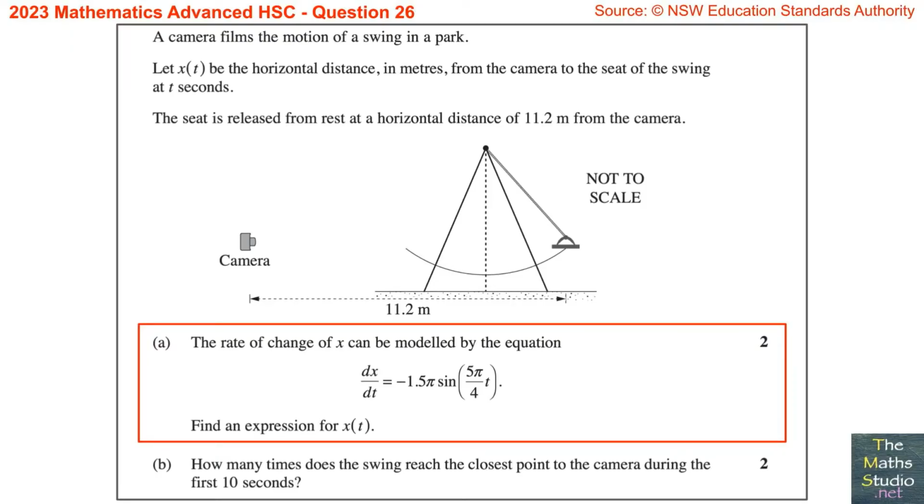Question 26. A camera films the motion of a swing in a park. Let x of t be the horizontal distance, in meters, from the camera to the seat of the swing at t seconds. The seat is released from rest at a horizontal distance of 11.2 meters from the camera. Part A. The rate of change of x can be modelled by the equation dx/dt equals negative 1.5 pi times sine of 5 pi over 4t. Find an expression for x of t.